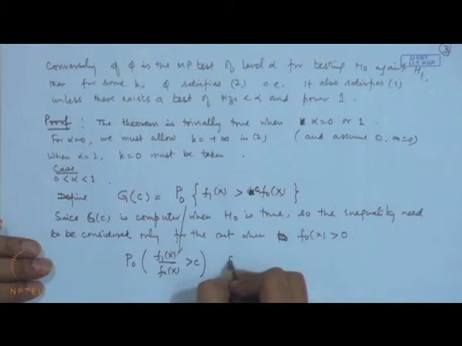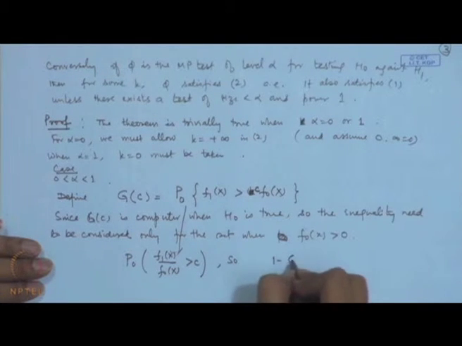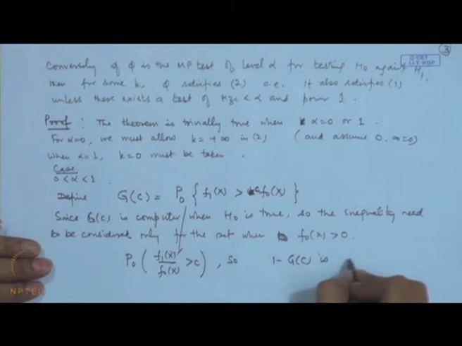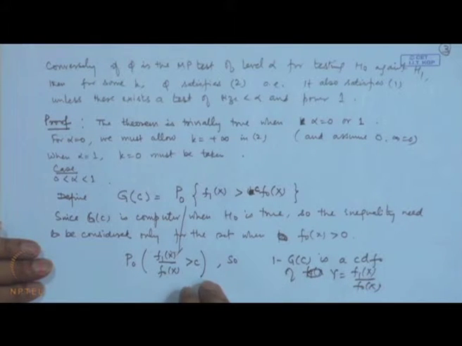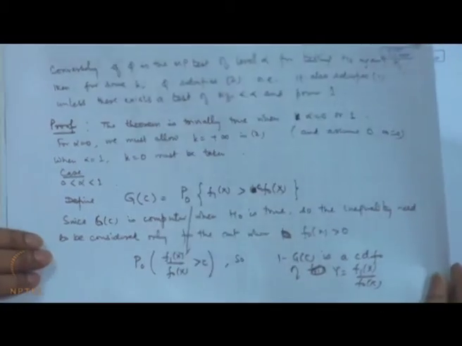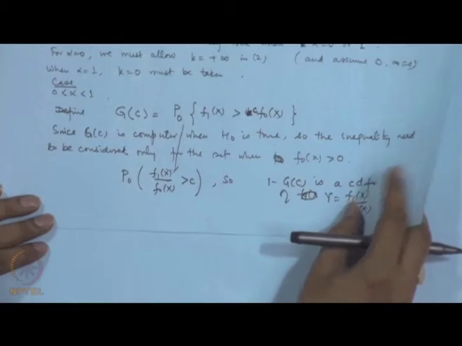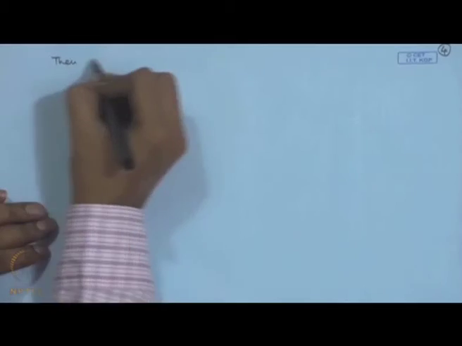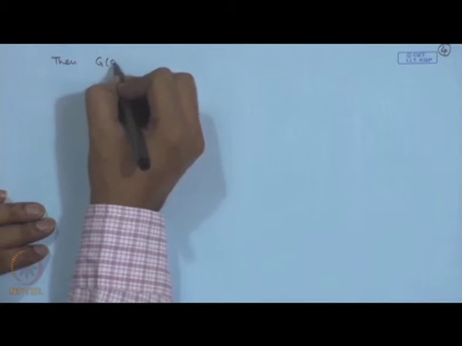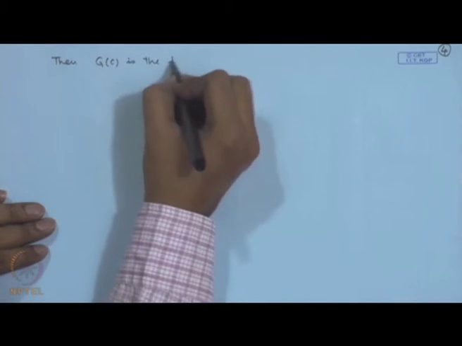So, 1 minus g c is a CDF of f1 x by f naught x, let me call it random variable Y. Now, if it is a CDF, it will have certain properties. Then g c has the following properties.